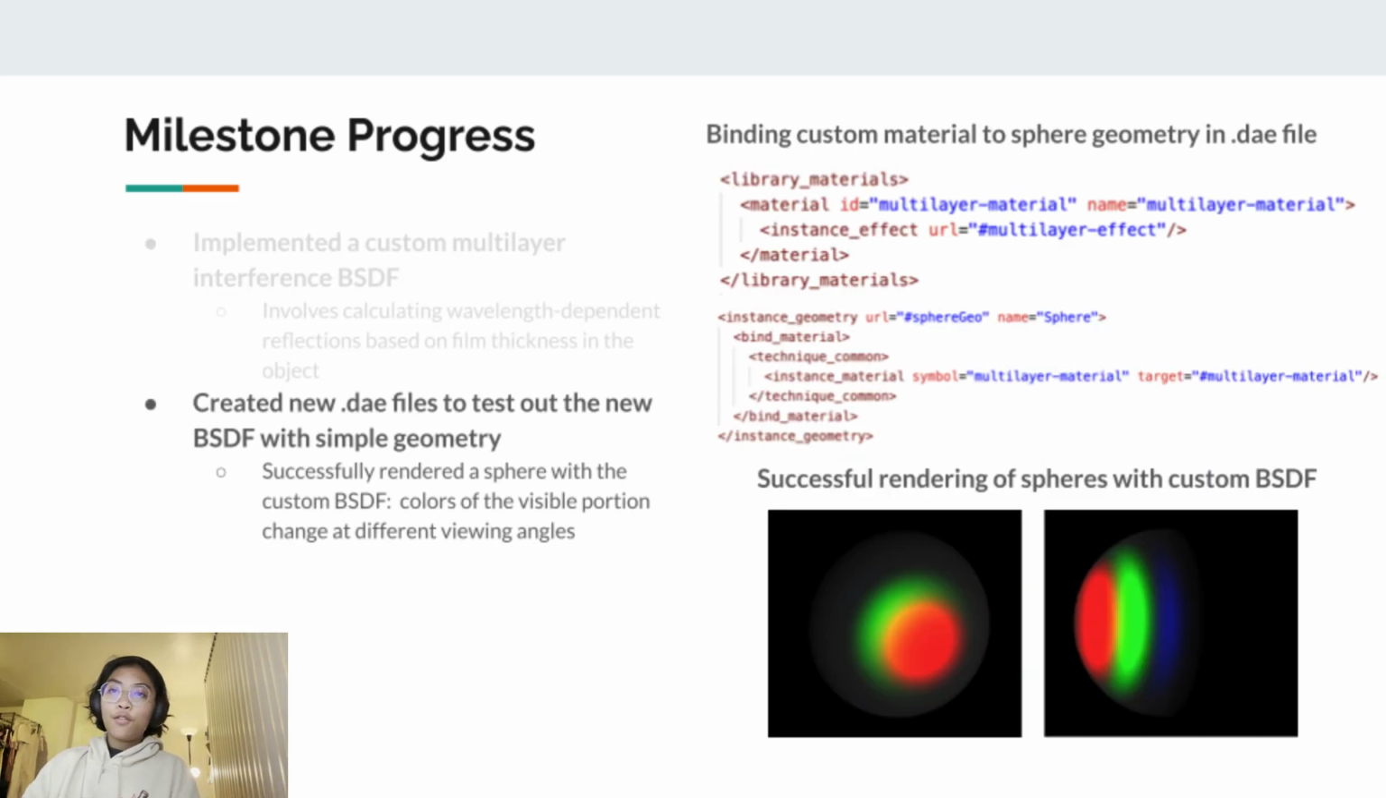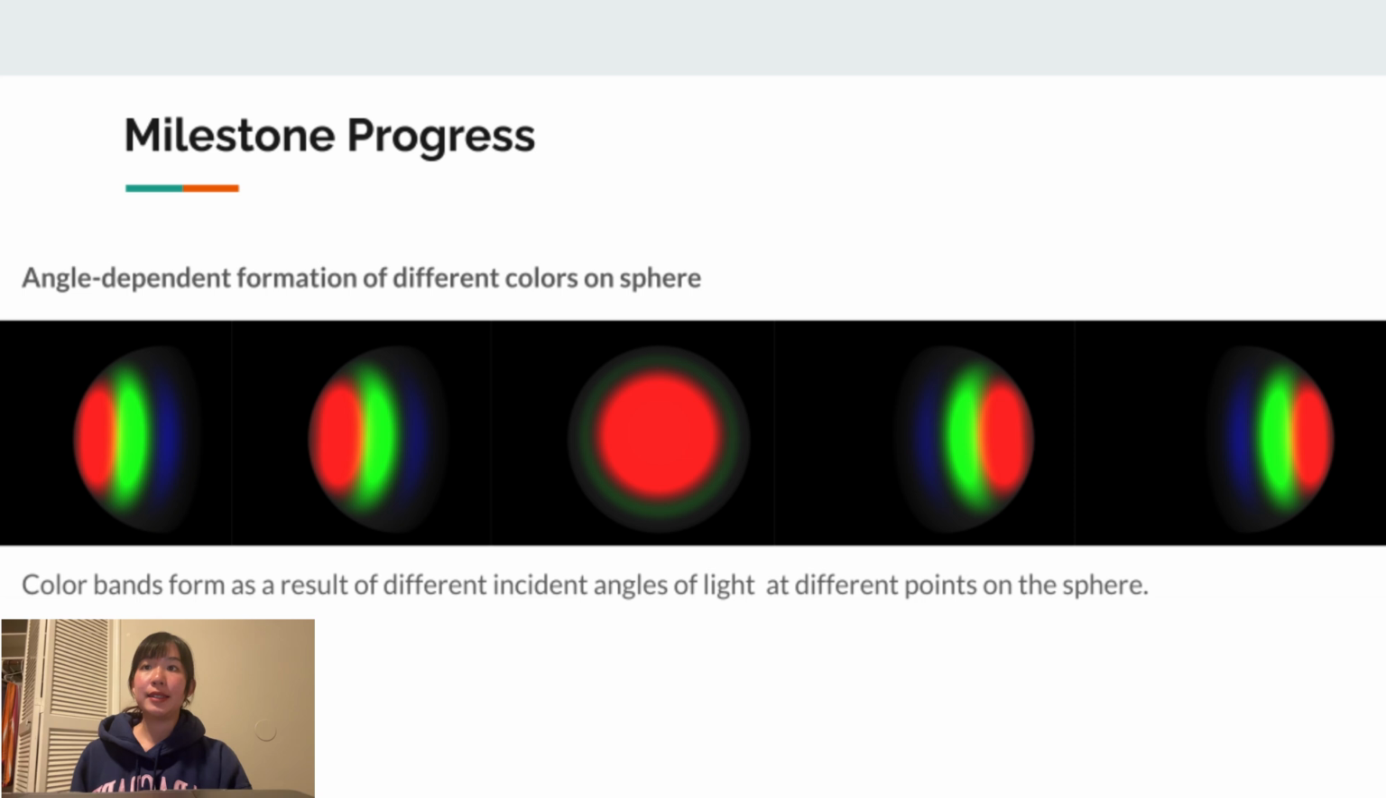To test our BSDF, we generated some Collada files using Blender. Initially, we encountered some file compatibility issues, but we were able to resolve them by examining the differences between the old working files from Homework 3 and our files that weren't working and adjusting our structure accordingly. As seen in these rendered images, different colors form as a function of the viewing angle relative to the light source. These images test our BSDF using a simple sphere and point light.